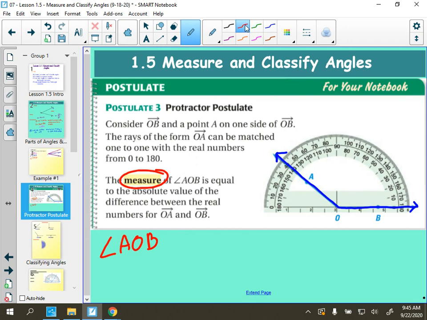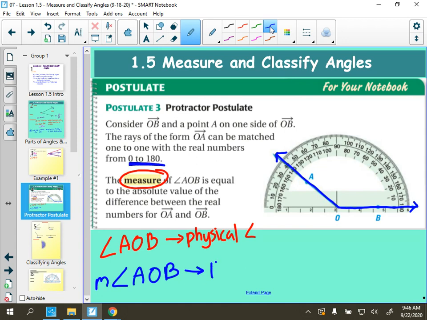Before we move on, this is our physical angle. And then the comparison is, if I add one little letter, the M, the measure of angle AOB, that's referring to what we're talking about here, that absolute value with the difference, but the number that we're reading from the protractor. Okay, that number from 0 to 180 degrees.